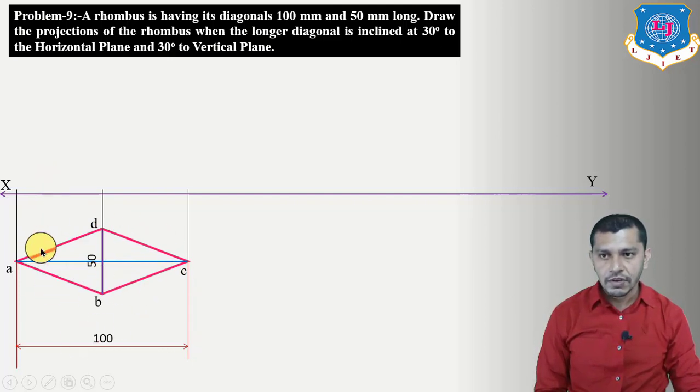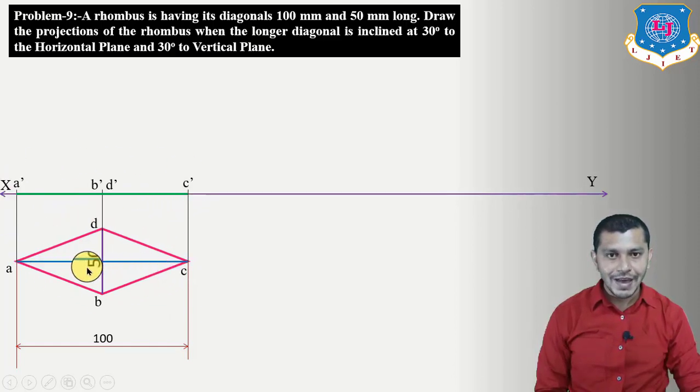Now we have to draw the elevation. For elevation, project all the points. So here we will get A dash, here we will get B dash, D dash, and here we will get C dash. Connect these points, we will get the elevation. And right now the elevation is a line, because in the first stage we have assumed that the surface of the rhombus is parallel to the horizontal plane and perpendicular to the vertical plane. And if any plane is perpendicular to the vertical plane, the elevation of that plane will be a line.